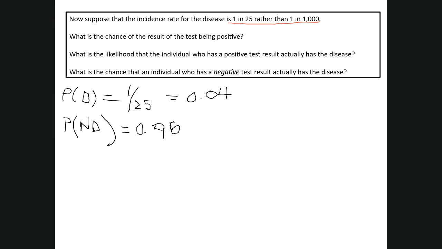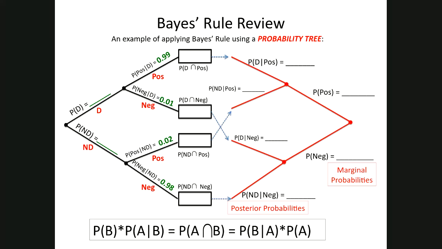Now we're going to use, again, the probability tree, and this is going to look very much the same. And we're going to substitute in here the probability we have the disease is 0.04. The probability that the person doesn't have the disease is 0.96, right? And we want to do our same multiplications through the table.